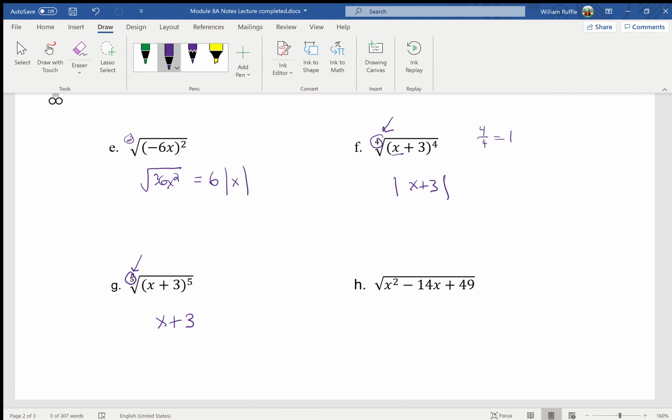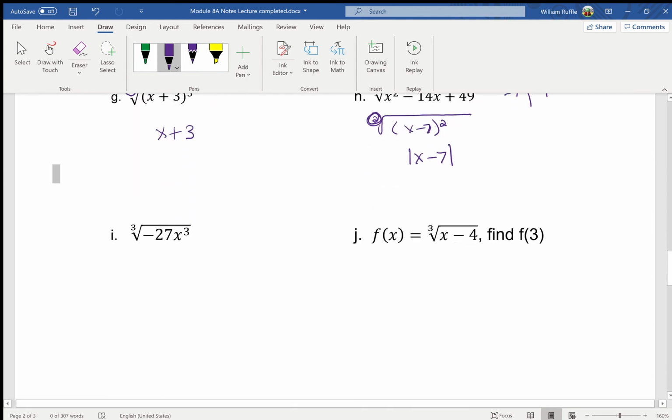Now this next one, we have to remember some factoring here. What factors of 49 add up to -14? Well, you should see 7 and 7, and since it's negative, and we could almost predict this, this is the square root of x minus 7 squared. So again, there's the even index here, so it's 2 over 2. Again, that's an even number, so it's got to be the absolute value of x minus 7.